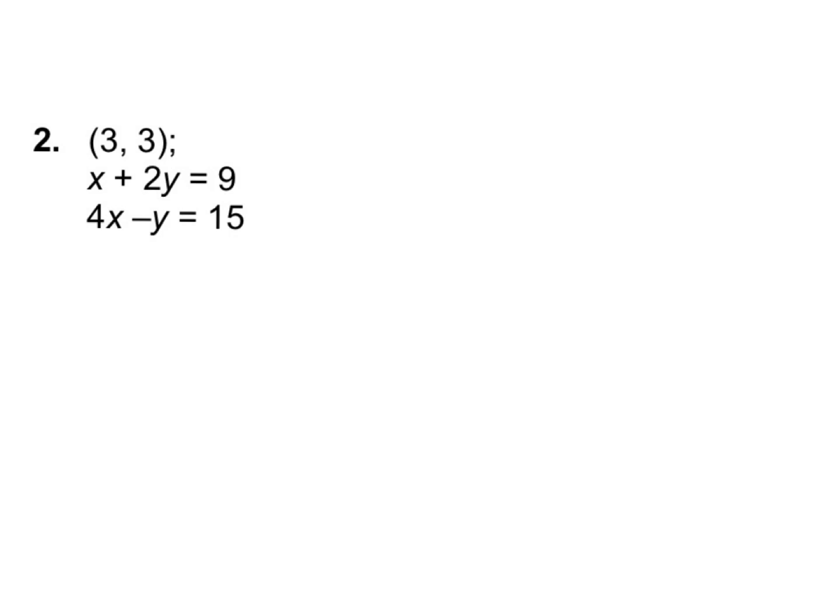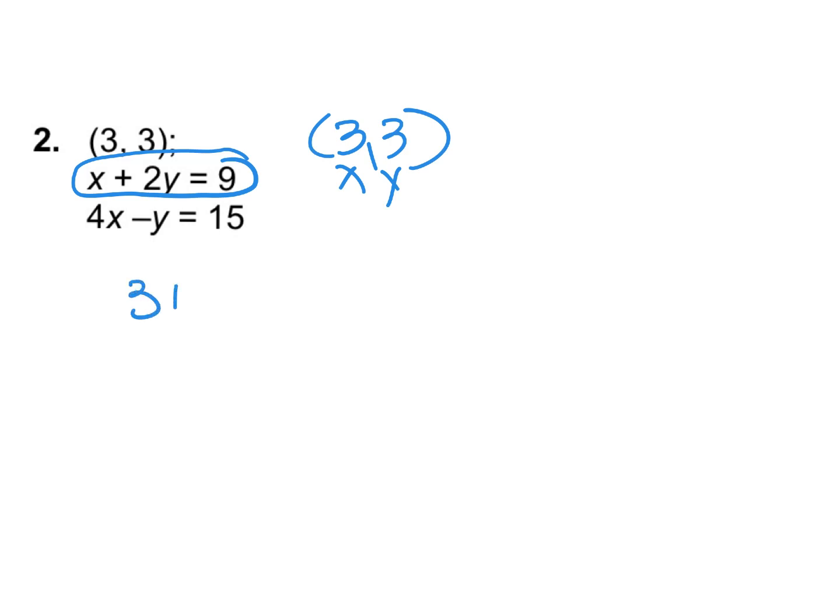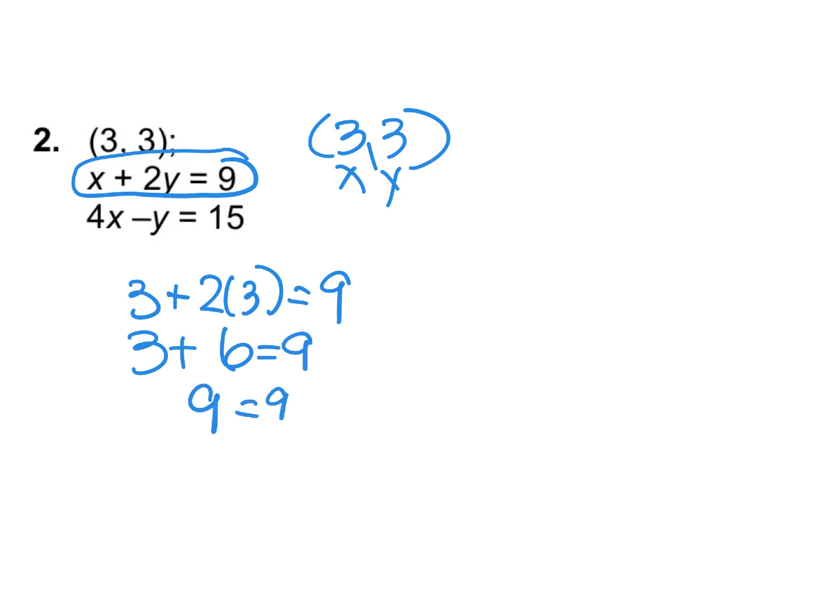So now we're going to try the point (3, 3). So we have 3, 3, and this is my x and this is my y. So let's go ahead and plug it into this first equation. So we have 3 plus 2 times 3, and we're going to see if that's equal to 9. So we have 3 plus 6 is equal to 9, and we have 9 is equal to 9, and so we know it works for that one.